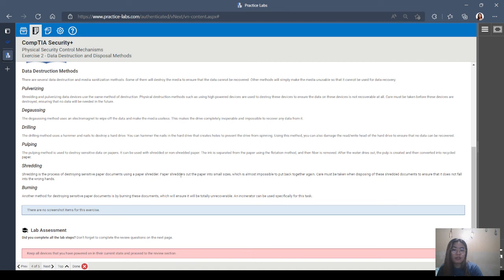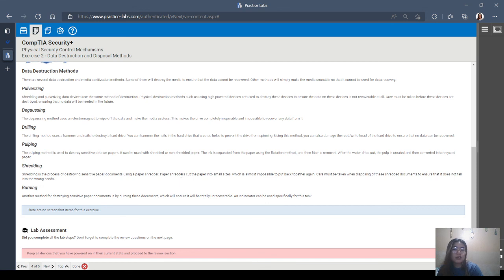Pulping method is used to destroy sensitive data on paper. It can be used to pulp shredded or non-shredded paper. The ink is separated from the paper using the flotation method and the ink is removed. After the water dries out, the pulp is created, which is then converted into recycled paper.